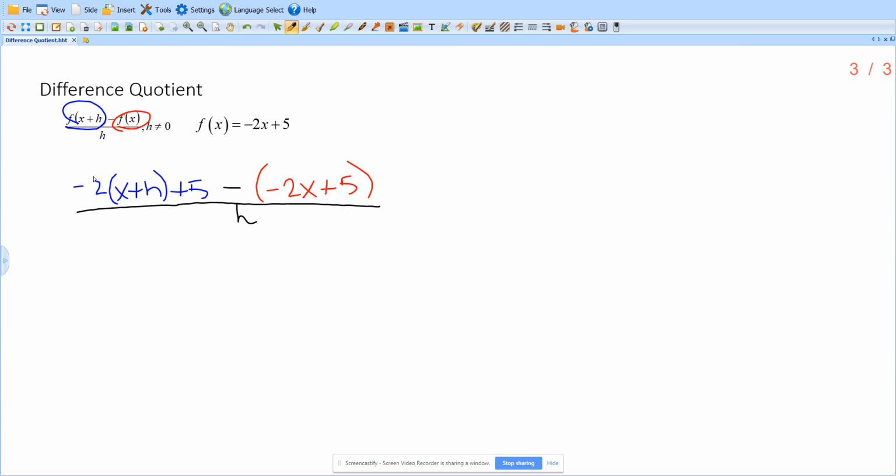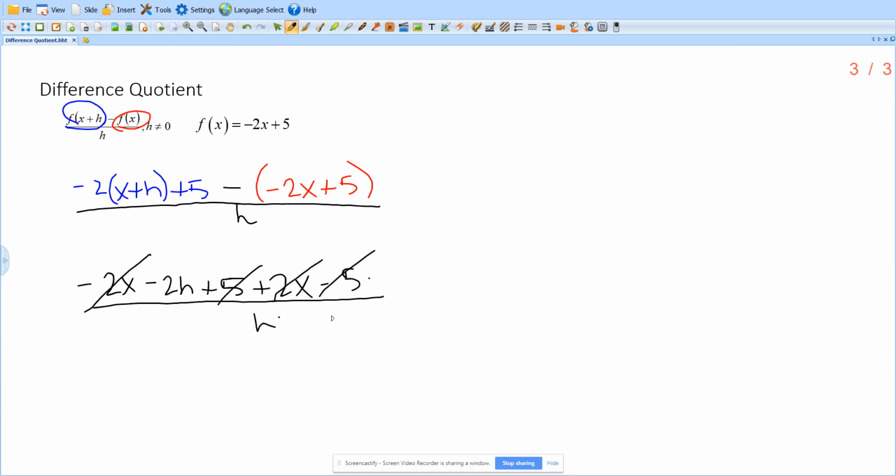So simplifying this, I'm going to distribute this -2 to get -2x minus 2h. The plus 5 is not getting multiplied by that -2, so just plus 5. Then distribute this negative, so I get plus 2x and minus 5 all over h. Notice again here, -2x, positive 2x, 5 minus 5. So what we see is that original function canceled off. I'm left with then -2h over h, and my h over h cancels. So my difference quotient gives me -2.